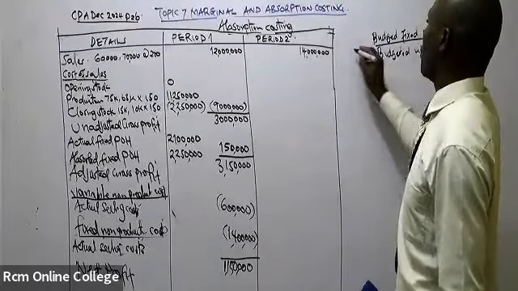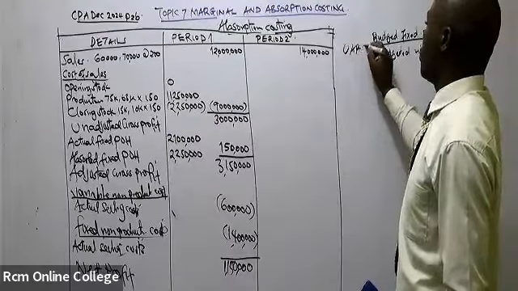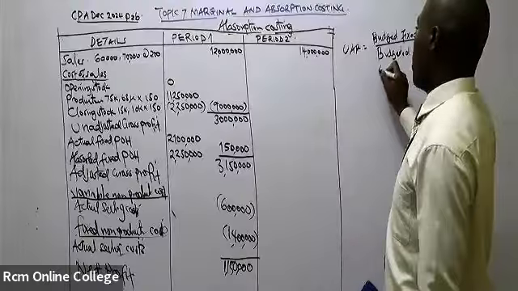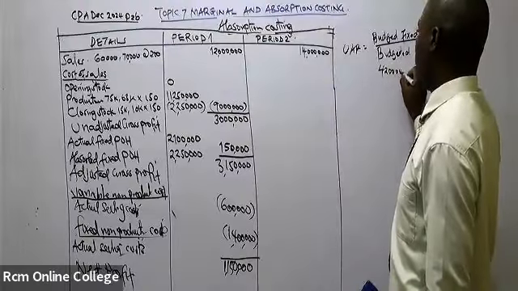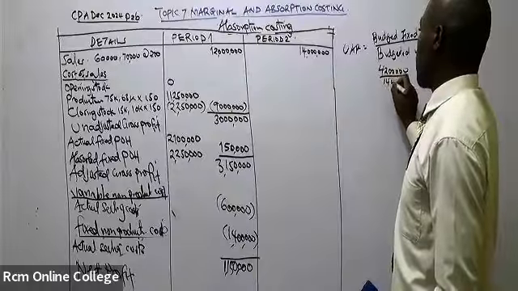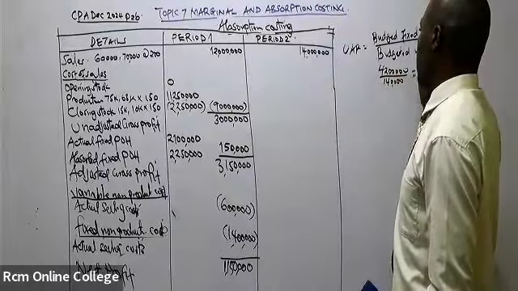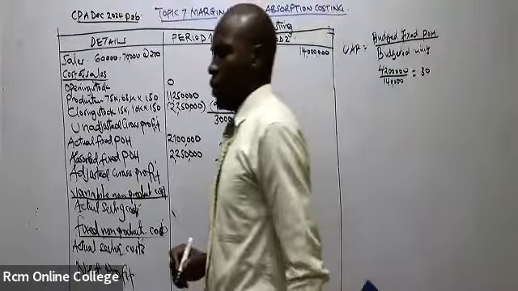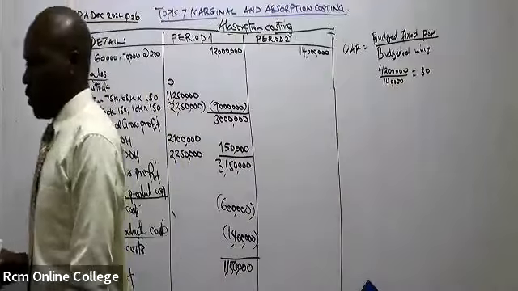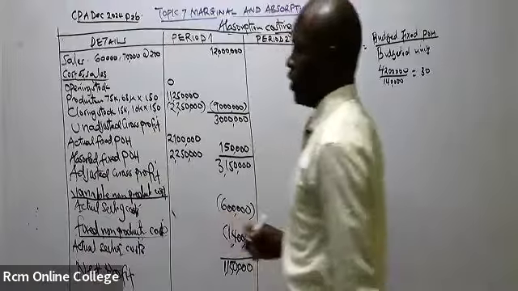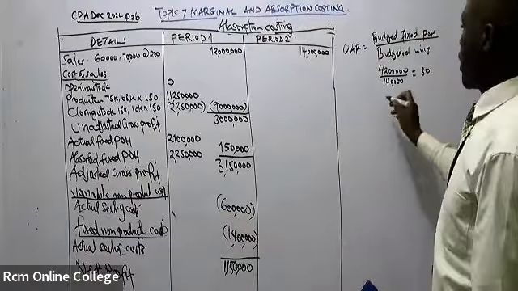So from this, you'll be able to get what we call the overhead absorption rate, which of course is the fixed production overhead per unit. So the 4,200,000 divided by 140,000 gave us, was it 30 shillings per unit? Yes. So the 30 shillings per unit, we add to the marginal cost or variable cost.